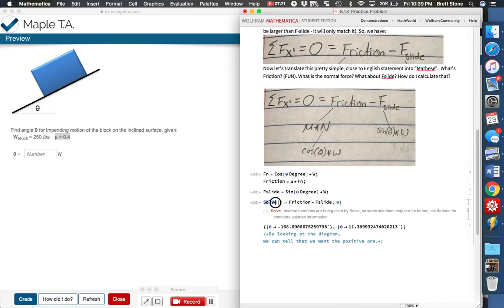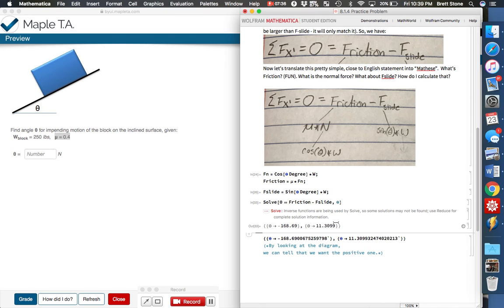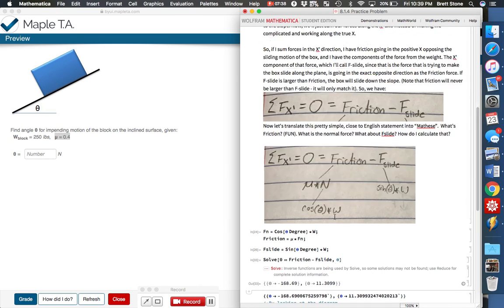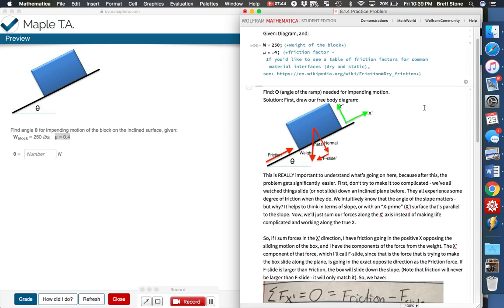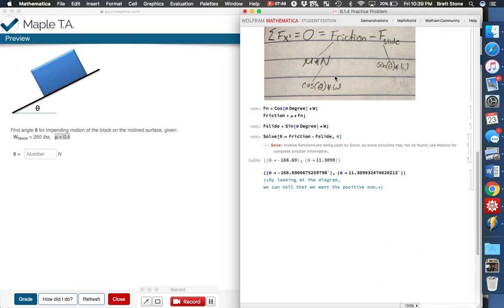I type in Solve, make sure it's capitalized, square bracket, 0, remember your double equal sign, friction minus F slide, and I'm solving for theta. And then I hit Shift Enter, and it'll give me... I don't know if I updated these up here. I need to make sure I hit Shift Enter on all those, and then I'll just go through and hit Shift Enter on everything.